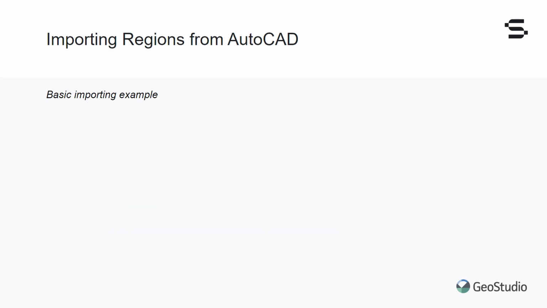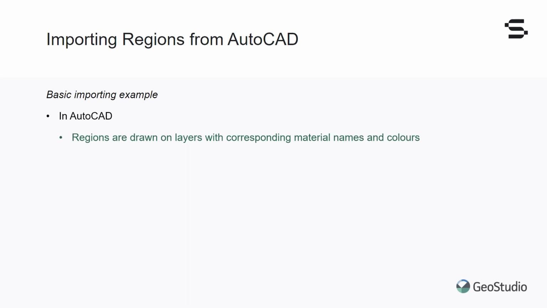Let us start by considering a basic importing example. In AutoCAD, each region is drawn on a layer. The layer's name and color represent the region material. As previously mentioned, GeoStudio requires that each region is closed, and that the adjacent regions have matching segments and vertices.